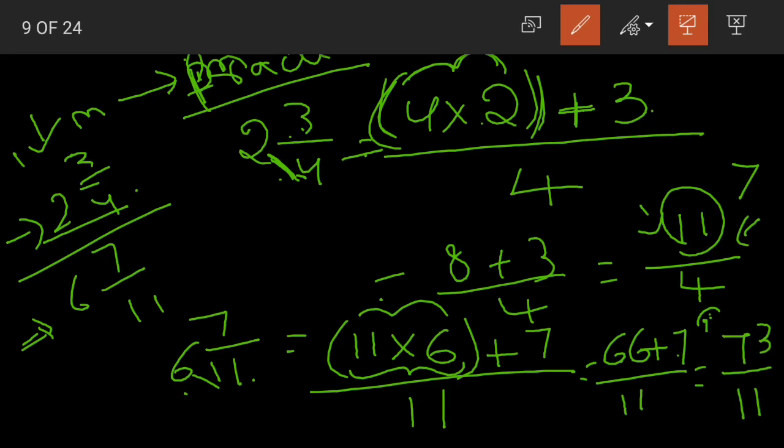Now what fractions did we get? 11 by 4 and 73 by 11. Yes, 11 by 4 becomes the numerator and 73 by 11 becomes our denominator. Clear, right, students? Till now, what did we do? We converted the mixed numbers into improper fractions. Now comes the real part of solving this complex fraction. Again, why is this a complex fraction? Because it has fractions as both the numerator and denominator.